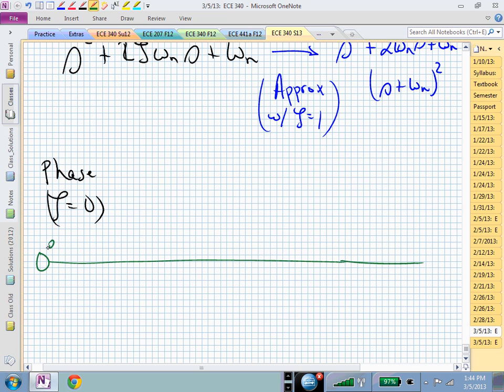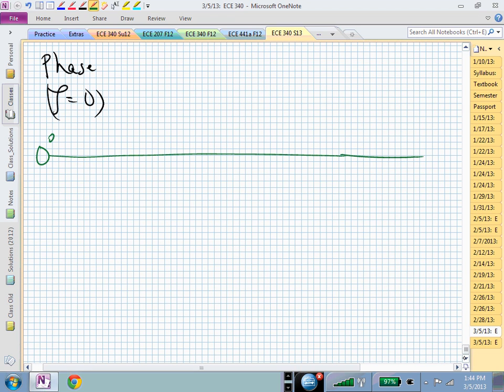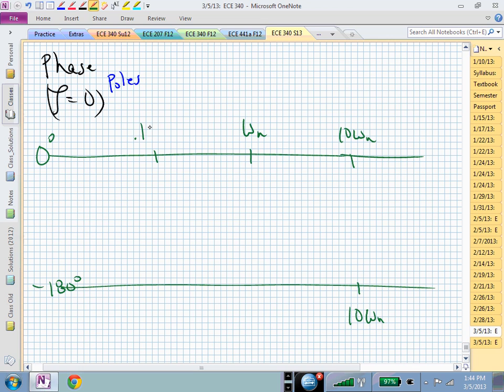What does the phase look like for zeta equal to 0? Go back to what you know. You know it starts at 0, don't you? And where is it going to end up for poles? Let's say we had 2 poles. It's now going to end up at minus 180. And where does it end up there? Well, we've agreed that that's 10 omega sub n. Let's say this is omega sub n, and this is now 0.1 omega sub n. We now know that it's here, and it's here.